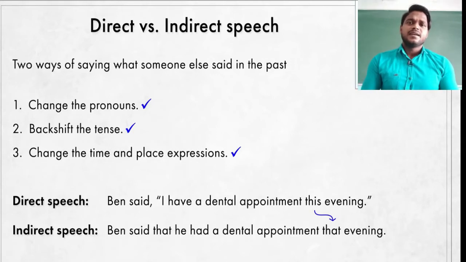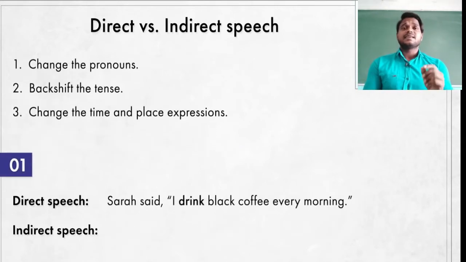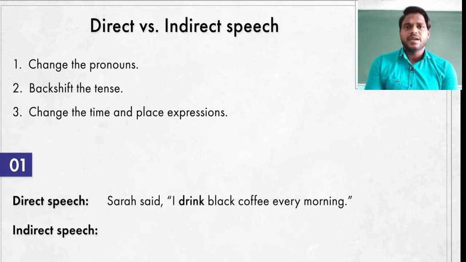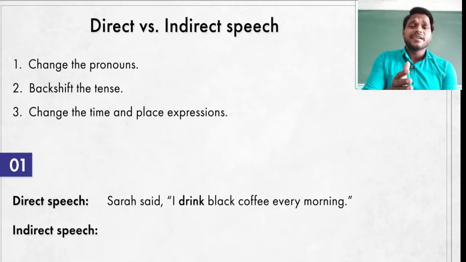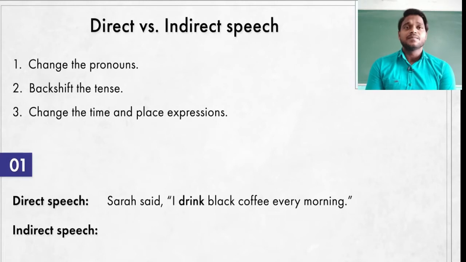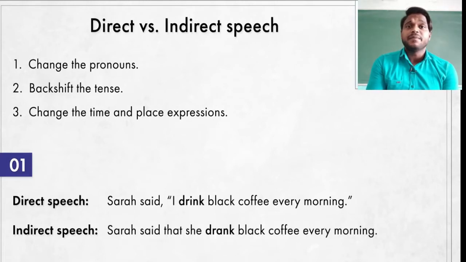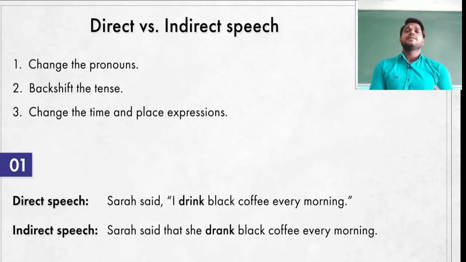As you can see, the example of direct speech says: Sarah said, I drink black coffee every morning. Now present simple will go to past simple. The change of drink to drank can be seen here. It means Sarah said that she drank black coffee, and whatever the time is, you need to add that.